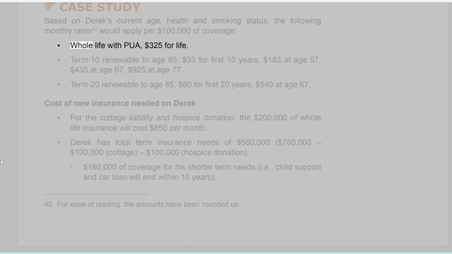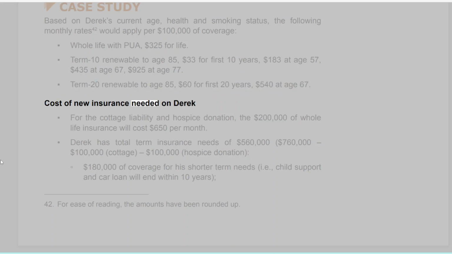Whole life with PUA, $325 for life. Term 10 renewable to age 85, $33 for the first 10 years, $183 at age 57, $435 at age 67, $925 at age 77. Term 20 renewable to age 85, $60 for the first 20 years, $540 at age 67.